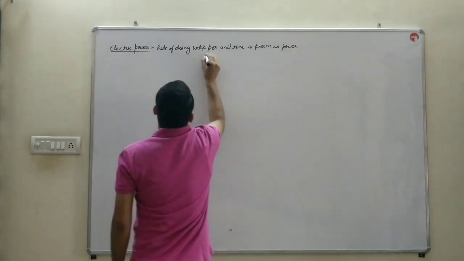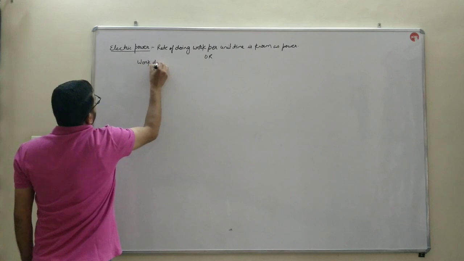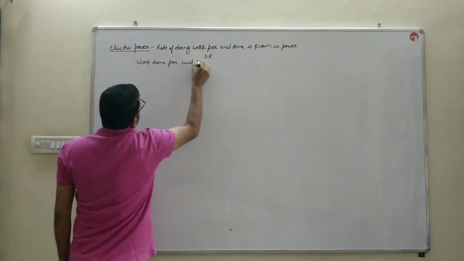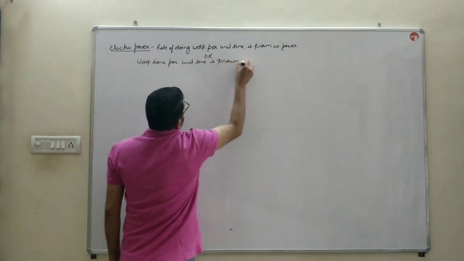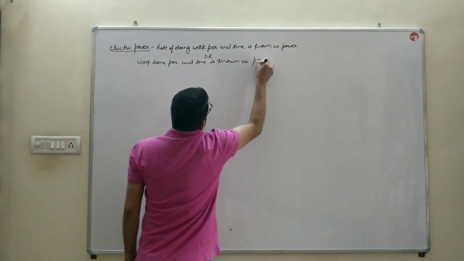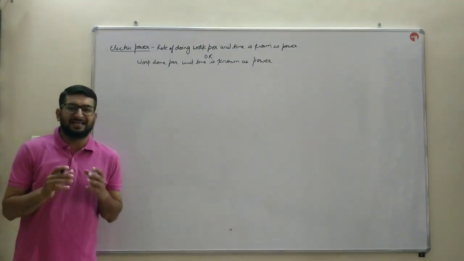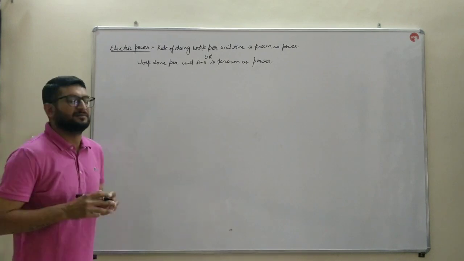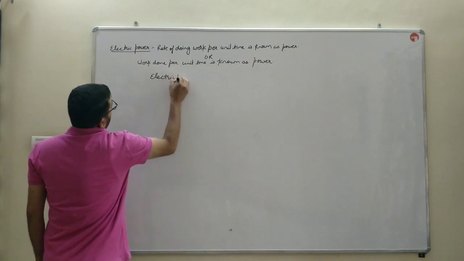Or you can say work done per unit time is known as electric power. How much work is done by an electrical device in a given unit of time, that is known as electric power.